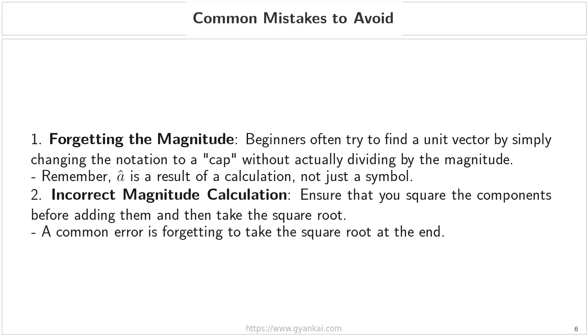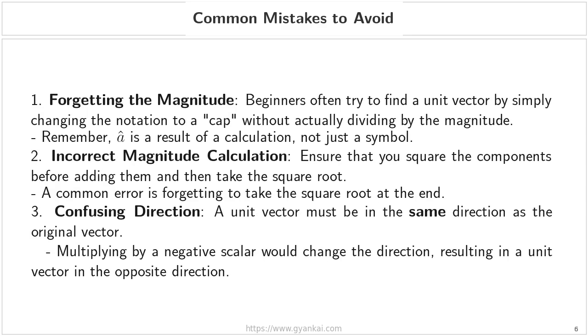Second, watch out for incorrect magnitude calculations. When you are finding the magnitude, remember the order of operations. You must square each component first, then add those squares together, and finally, take the square root. A very common error is performing the squaring and addition, but forgetting that final, crucial step of taking the square root. If you forget that, your vector will not have a magnitude of 1.